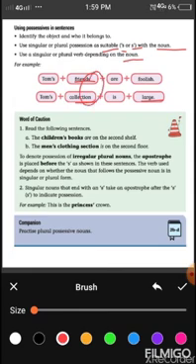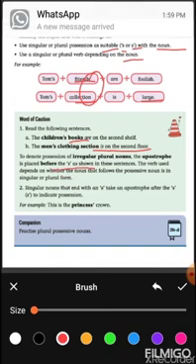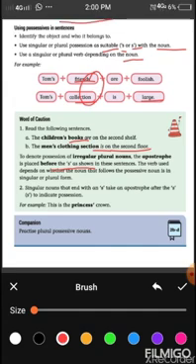Yes. Word of caution. Read the following sentences. The children's books are on the second shelf. The men's clothing section is on the second floor. To denote possession of irregular plural nouns, the apostrophe is placed before the S as shown in these sentences. As we have seen already in the earlier example. Do you remember that example sentence? Yes.